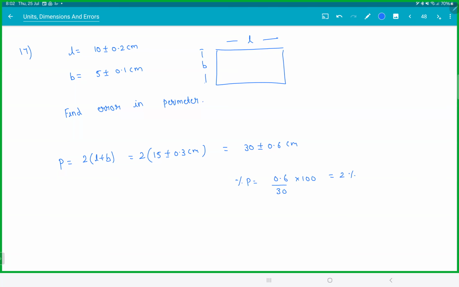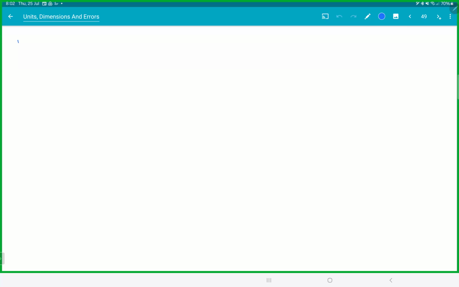Clear? The next one. So this is addition subtraction. Clear? Easy. Next thing, power rule. This takes care of multiplication, division, and stuff. So let's say we have a quantity A equal to P power X, Q power Y, and R power Z. It is depending on different quantities like this.